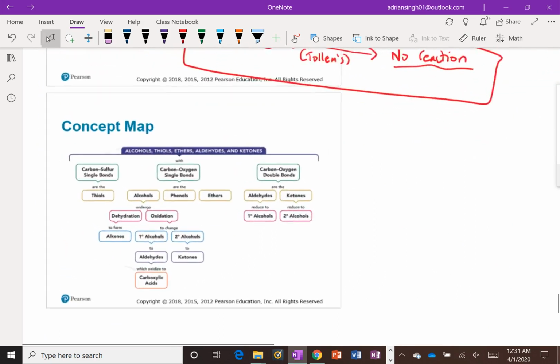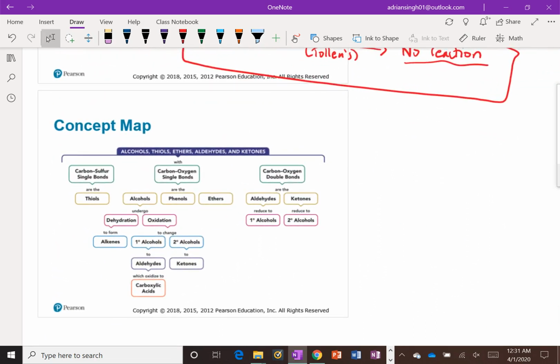All right, the concept map here at the end of the chapter is actually a really good summary of the reactions that alcohols, aldehydes, ketones, and thiols can undergo. So I would encourage you to use that as a review or as a study tool as you review chapter 12.